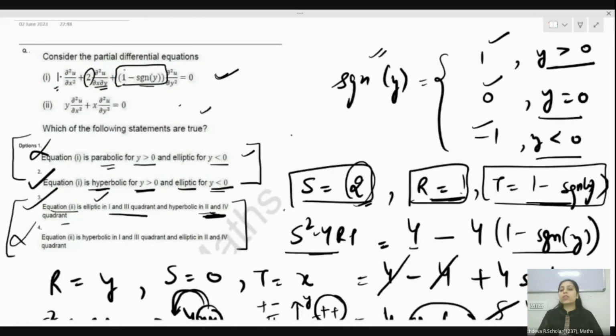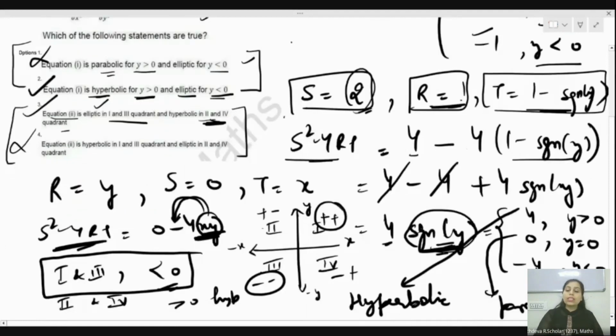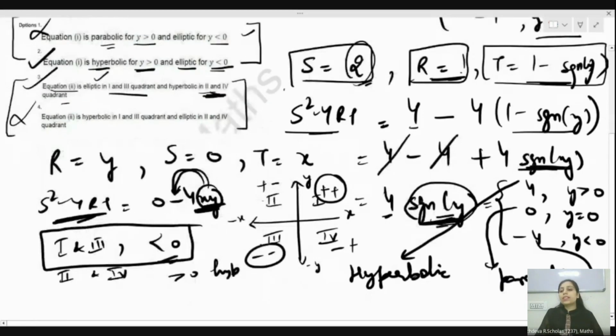And for y less than 0, the value is minus 1. So taking these values here, when y greater than 0, this is 1, but 1 into 4 is 4. So the answer is 4 when y greater than 0. When y is equal to 0, the answer will be 0. When y less than 0, minus 1 into 4, that is minus 4.